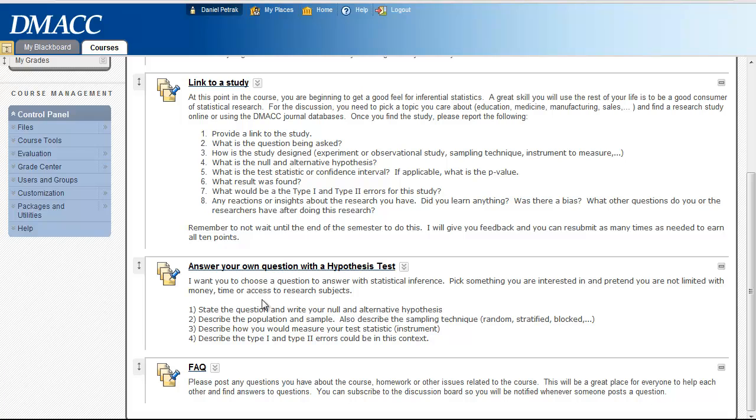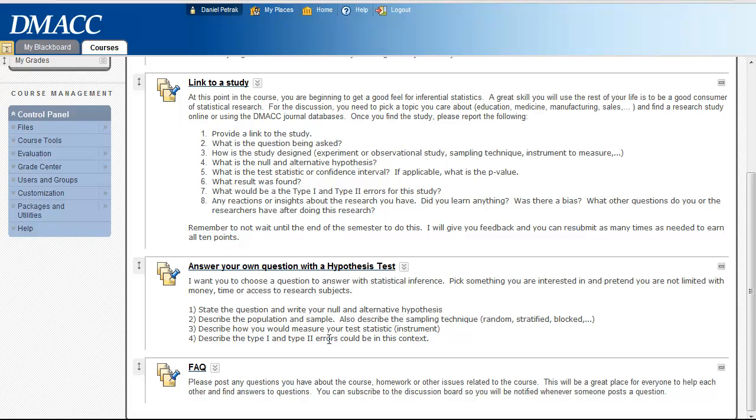And then the last one I've posted is right here. You get to answer your own question with a hypothesis test. So you get to pick your own question to be answered, talk about how you're going to get a sample to make an inference to a population, and then how would you test it, what's the instrument you'd use, and then based on the question being answered, if you rejected or didn't reject, what kind of errors might be made, like type 1 and type 2 errors.